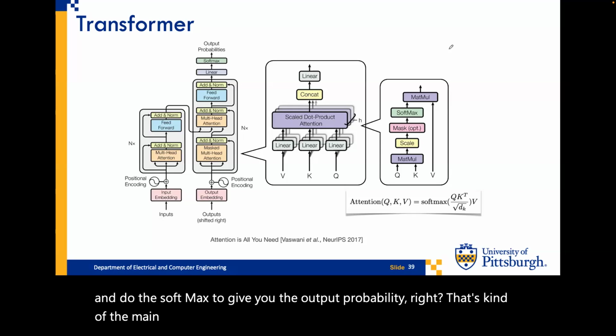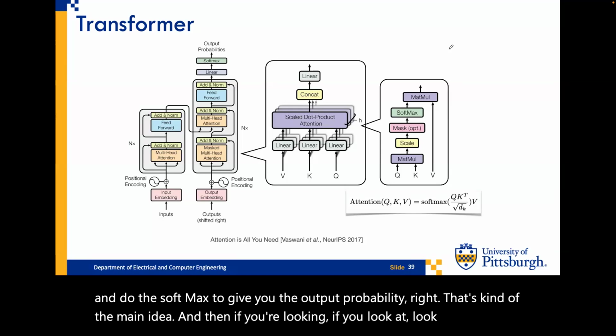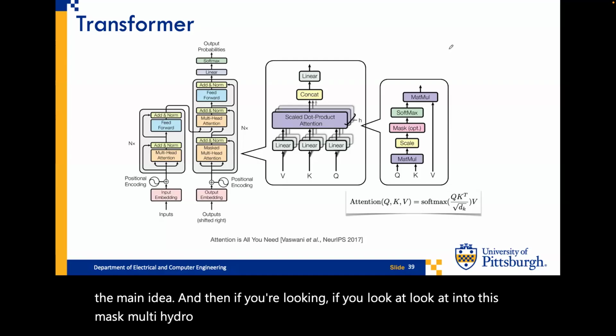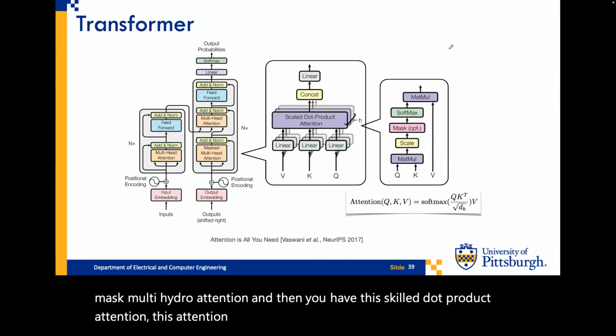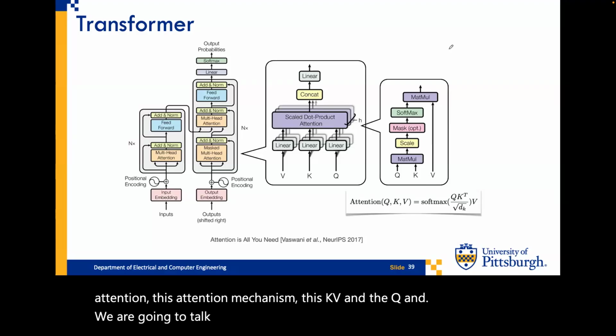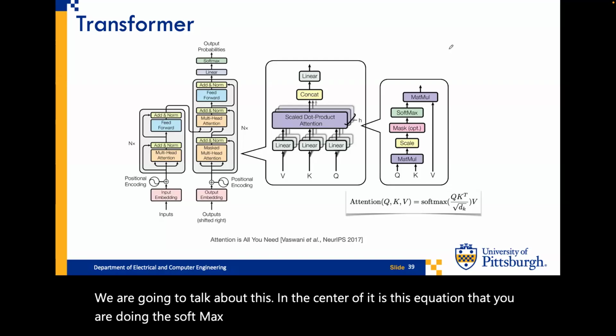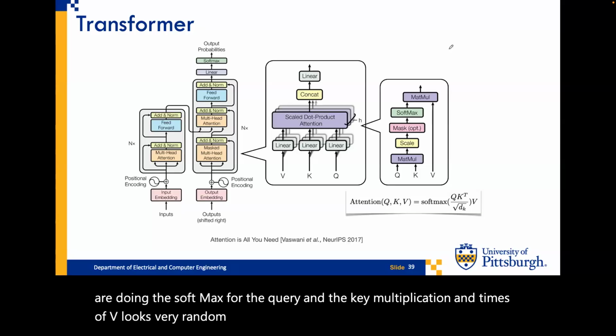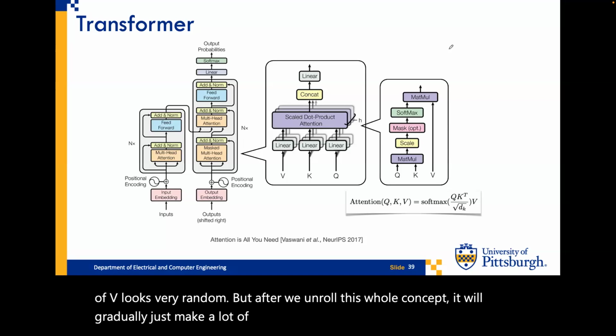And then if you look into this masked multi-head attention, you have this scaled dot-product attention mechanism, with the K, V and Q, and we are all going to talk about this. At the center of it is this equation, where you do the softmax of the query and key multiplication, and times V. It looks very random, but after we unroll this whole concept, it will gradually make a lot of sense how this attention is designed logically, not randomly.